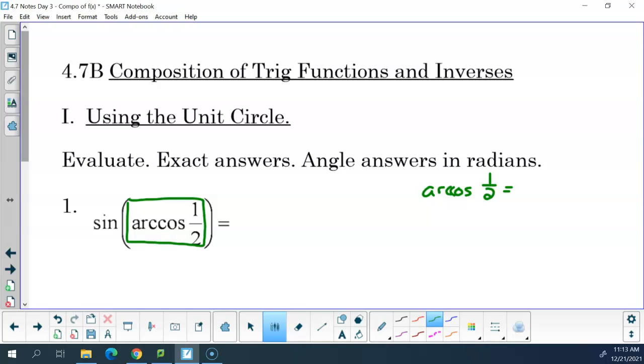Well, from what we learned last week, arc cosine is which half of the unit circle? Top or right? Cosine is the top half. Sine is the right half. So top half of the unit circle, where is cosine positive 1/2? Pi over 3.